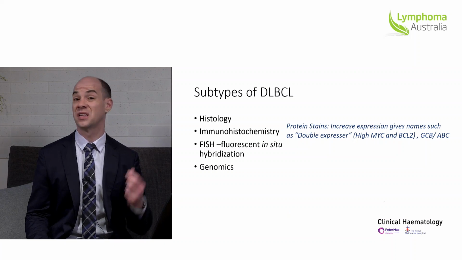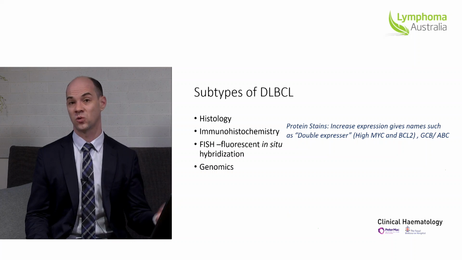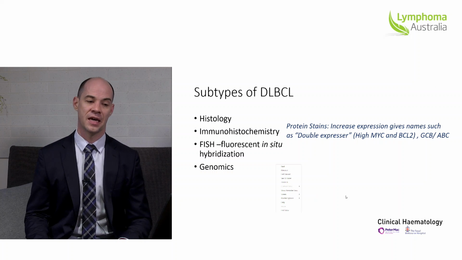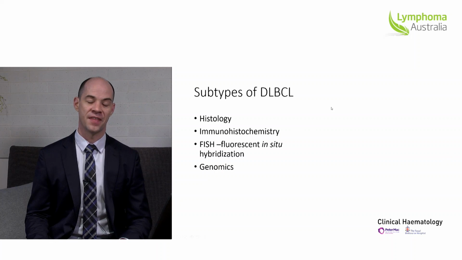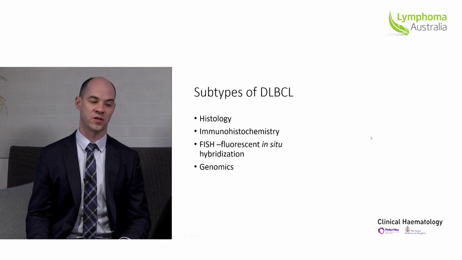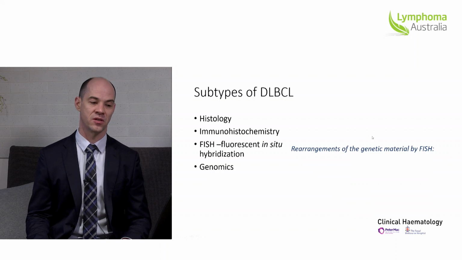And basically, usually it's a coloured dye that is looked at by the pathologist. And there is a term called double expressor lymphoma, meaning that both of these two proteins are present, and that can exist irrespectively of whether you have a germinal center B lymphoma or an ABC lymphoma. And that's all down to protein on the surface of the cells and special stains that we use.